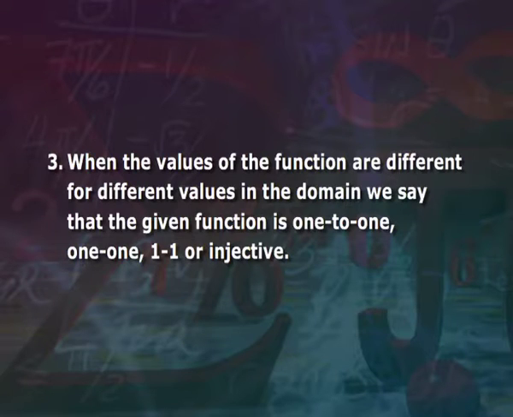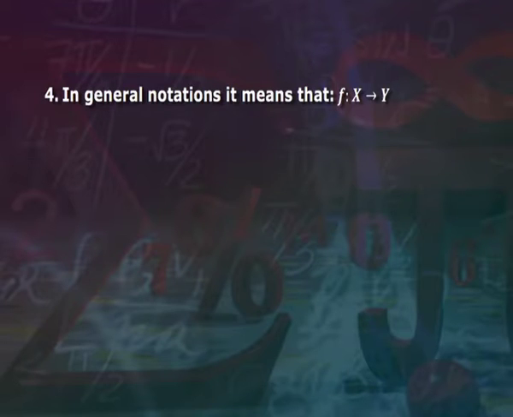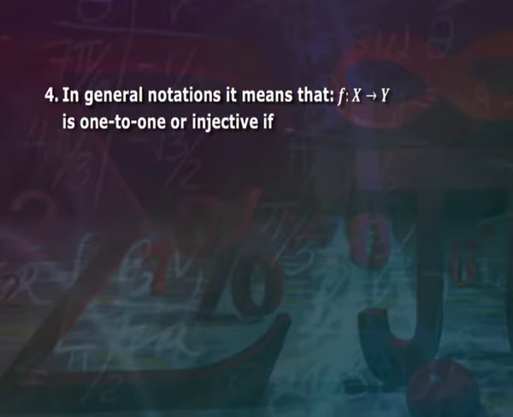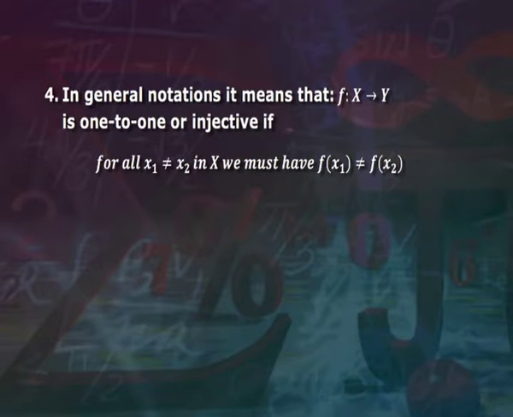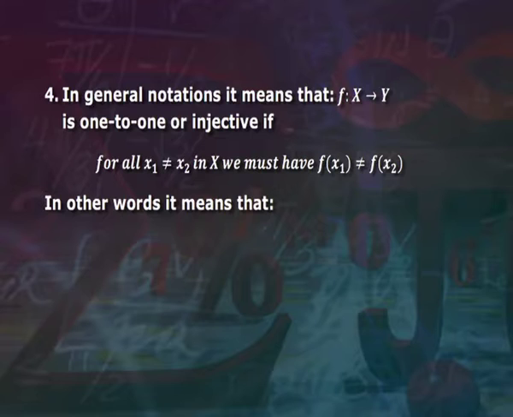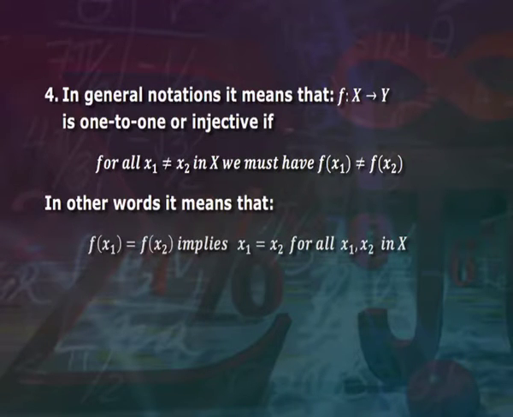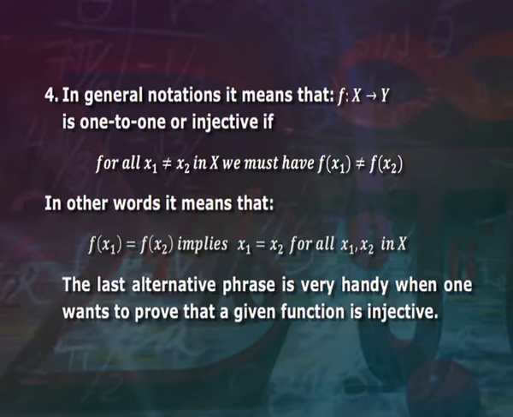3. When the values of the function are different for different values in the domain, we say that the given function is one-to-one or injective. 4. In general notation, it means that f from X to Y is one-to-one or injective if for all x1 not equal to x2 in X, we must have f(x1) not equal to f(x2). In other words, if f(x1) = f(x2), then x1 = x2 for all x1, x2 in X. The last alternative phrase is very handy when one wants to prove that a given function is injective.